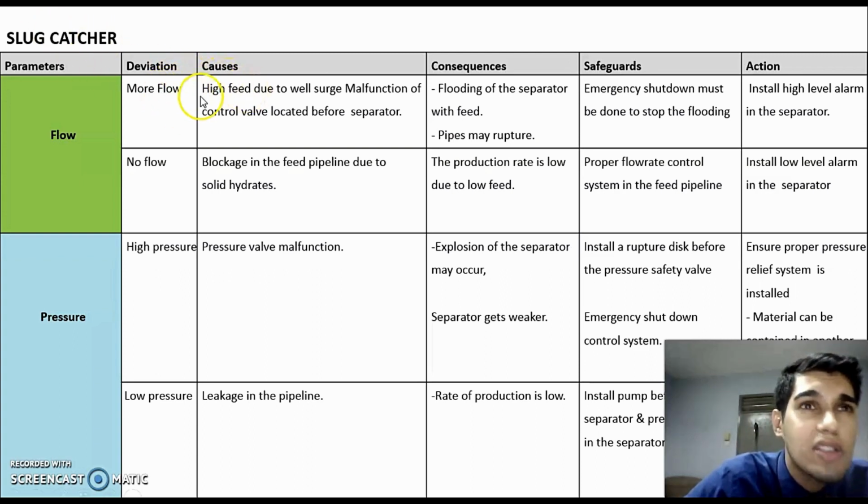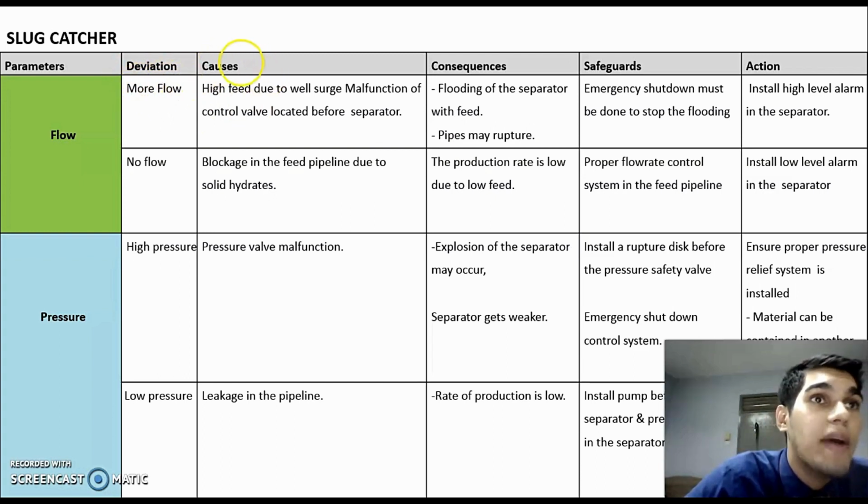One of the most important parameters in a slug catcher is the flow. It should also be noted that the flow and level are quite similar. The guide word used here would be more and less, and the deviation would be more and less flow. Therefore, the consequences of high flow may be due to the high feed, due to well surge, or due to the malfunction of the control valve before the separator, and the consequences of this will cause flooding in the separator and pipes also may rupture.